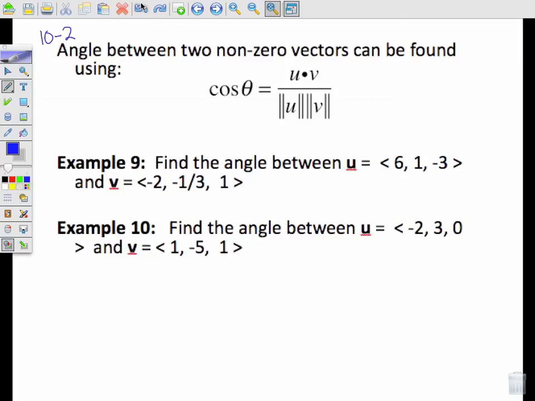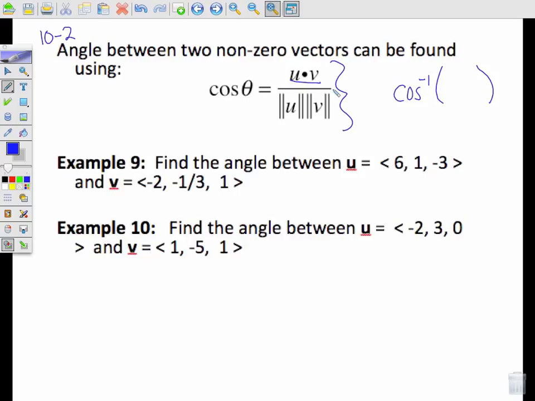On top here what we have is the dot product, and then on bottom you're dividing by both magnitudes. That is equal to the cosine of the angle, so we would end up doing cosine inverse of the decimal that we would get here. Okay, so let's go ahead and look at this first problem.